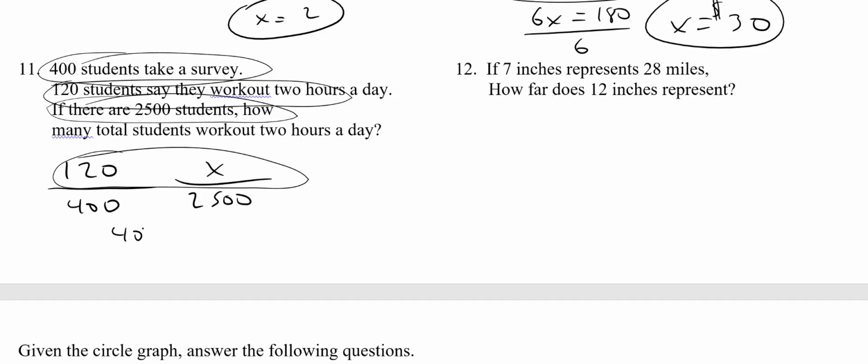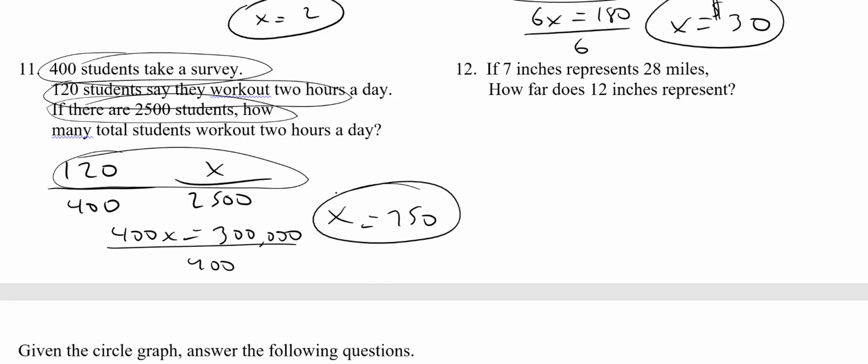Okay, so we cross multiply. We get 400x equals 300,000, if you take your calculator and multiply that out. And then we divide each of those by 400. So x comes out to be 750. Okay, 750 students.